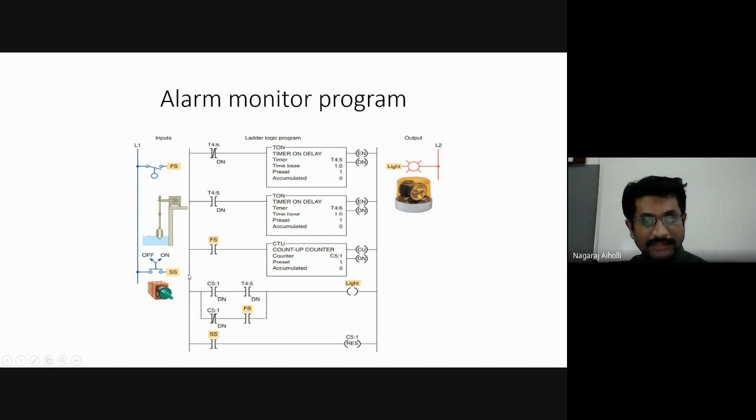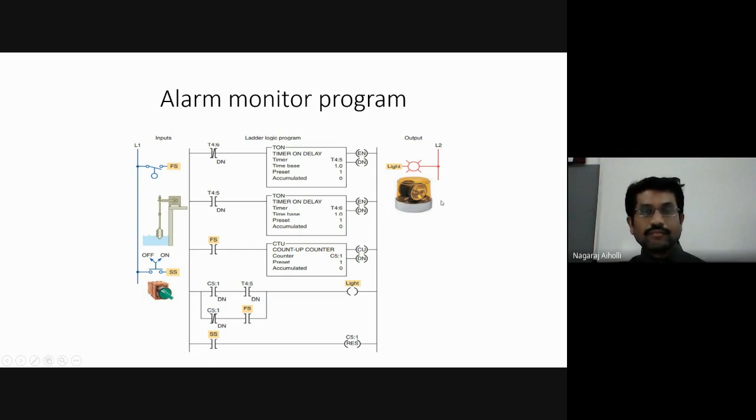Now let us analyze the fourth rung. This is the first rung, second, third, and this is the fourth rung. C5:1 is this counter. The C5:1 done bit is already high because it has counted from 0 to 1. The limit switch has closed. Then T4:5 done bit has become 1. That means this rung is true. As this rung is true, the light is turned on. That means the alarm will glow.